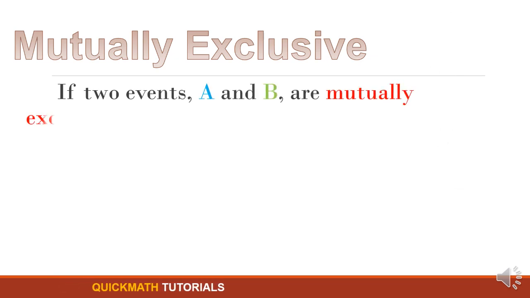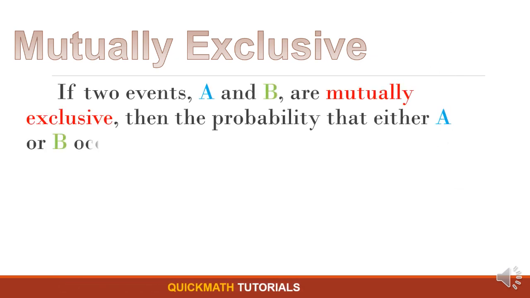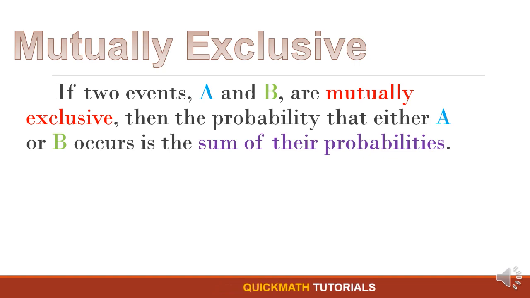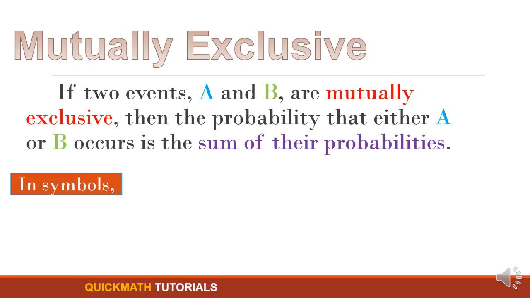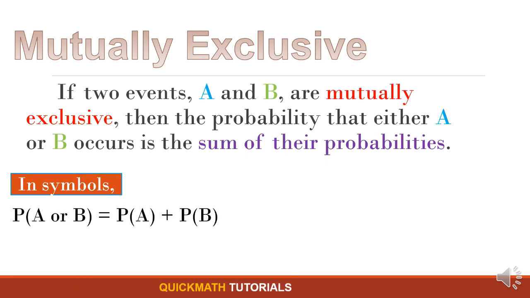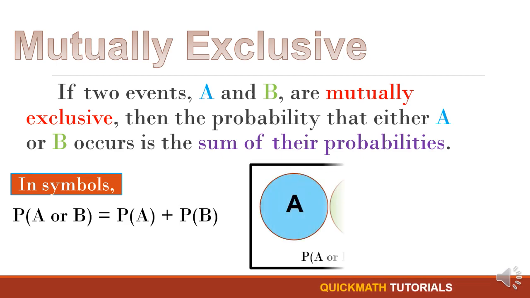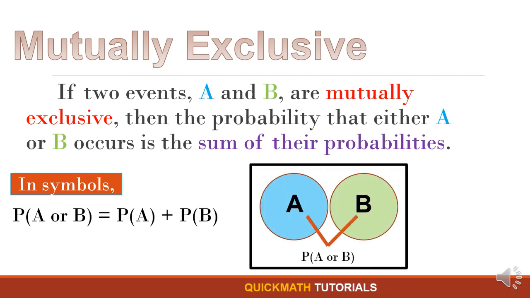For mutually exclusive, if two events A and B are mutually exclusive, then the probability that either A or B occurs is the sum of their probabilities. In symbols, we have the probability of A or B, which is equal to the probability of A plus the probability of B. Or it can be represented by a Venn diagram.